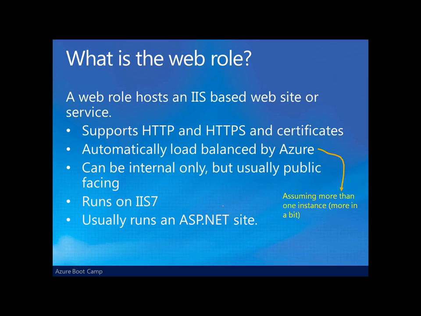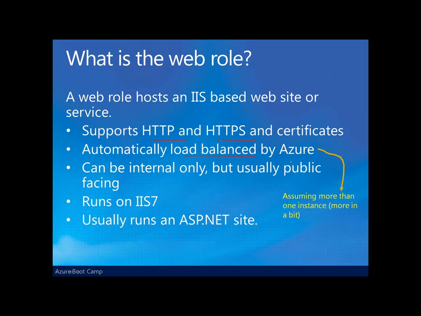A web role hosts an IIS-based website or web service and supports both HTTP as well as HTTPS. As we mentioned in our last chapter, it's automatically load balanced by Azure. That is assuming that you have at least one instance, or I should say more than one instance, of your web role. We'll talk about that more in just a bit. They can be internally facing only, in other words, only used inside of Azure and the components inside of Azure, but usually they're public facing.